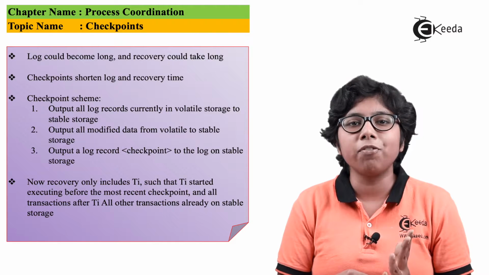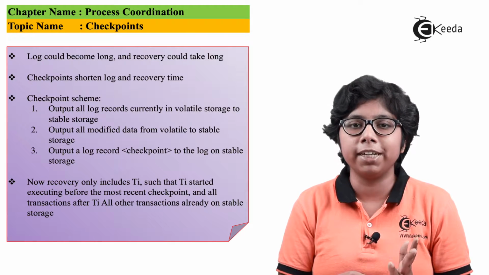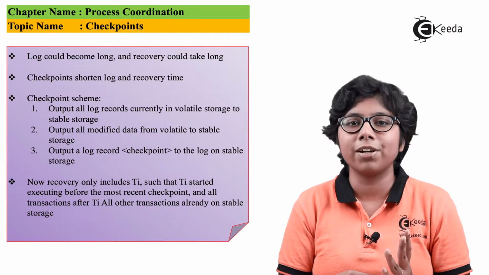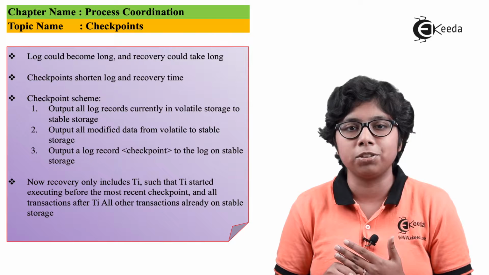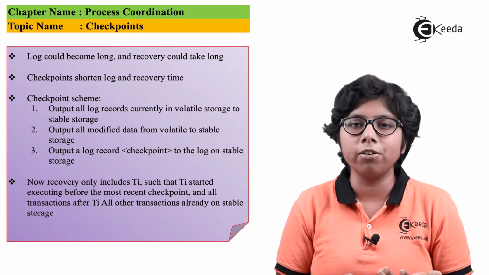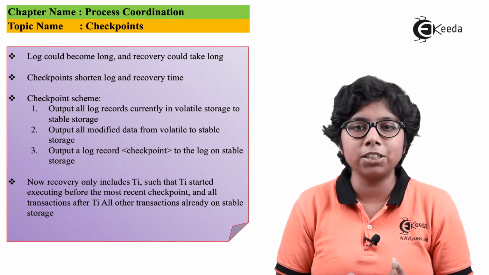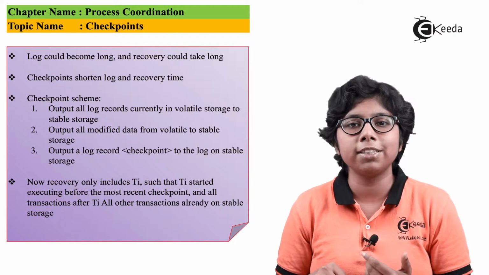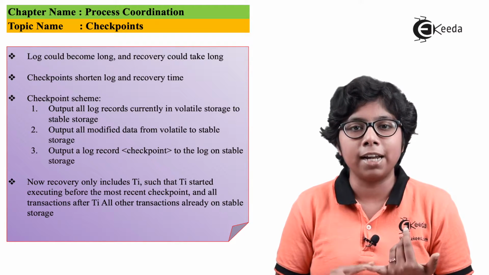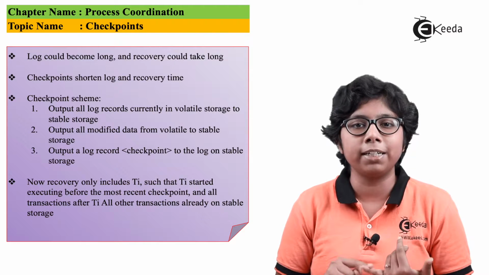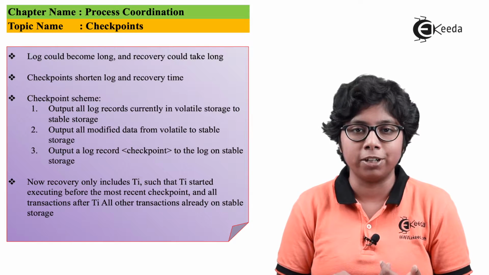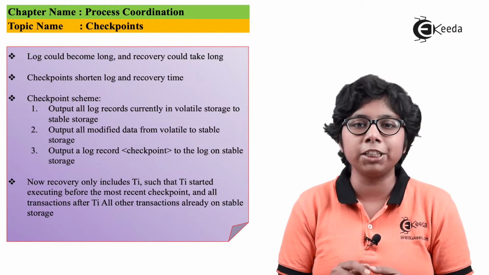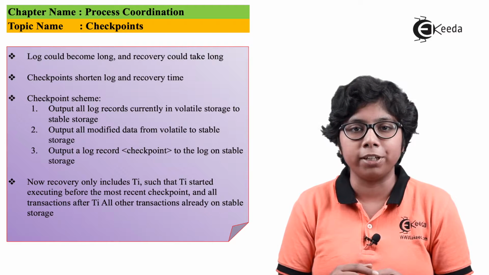First, all the modified data, or the values of the data accessed by the transaction Ti on volatile storage, are written into the stable storage. Second, all the log records that are on the volatile storage need to be written out into the stable storage. And last, the data residing in volatile storage that needs to be undone is also handled in the stable storage. Following these actions, we can perform a checkpoint.